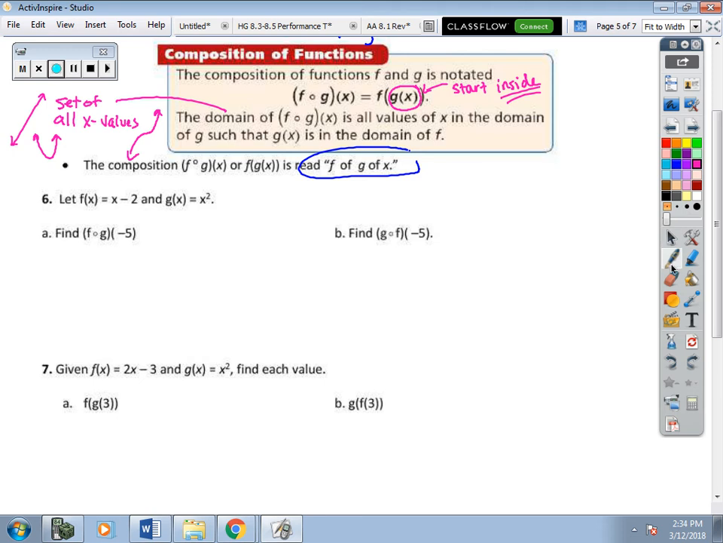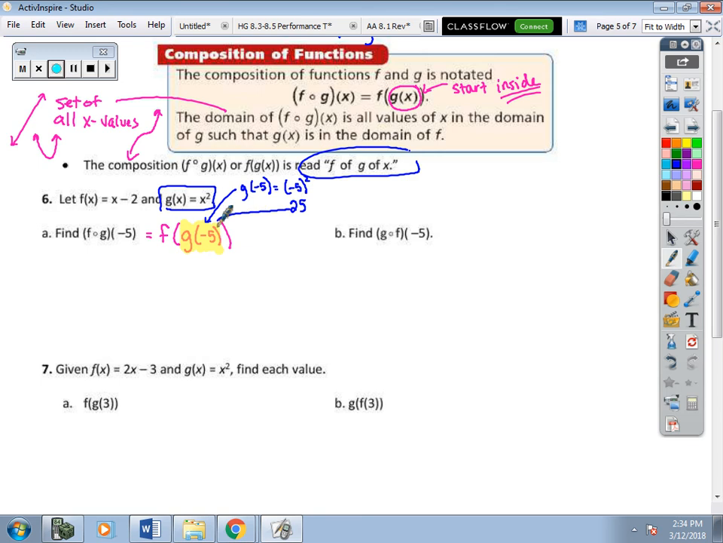All right, so for example 6, they ask us to find the composite of these functions, f of g of negative 5. So again, it's probably easier if you write it f of g of negative 5. So we're going to start by finding out what is g of negative 5. I'll just go off to the side for that. So g of negative 5 means we're taking negative 5 and plugging it into the g of x function, which is x squared. So that would be negative 5 squared, which will get me positive 25.